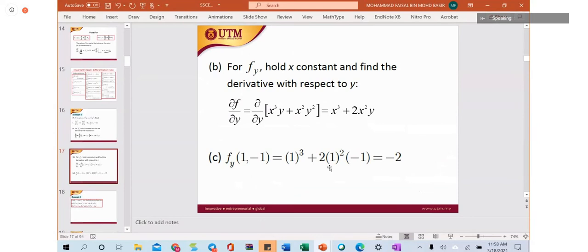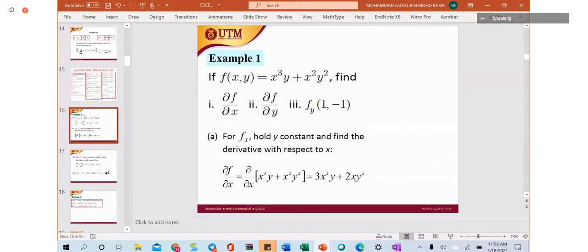Doctor, the first one. Wait for a while. 1 minus 2 will be minus 1, right? So this is correct. Which one? Del f over del x, not clear? This one? The second one?